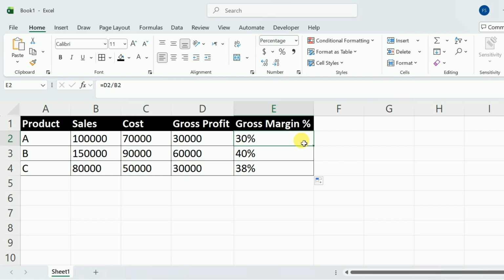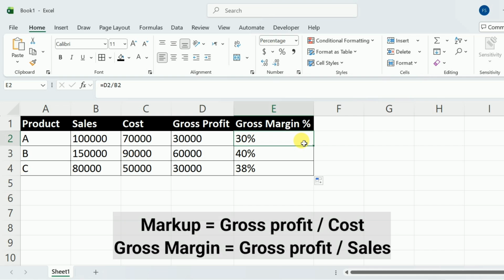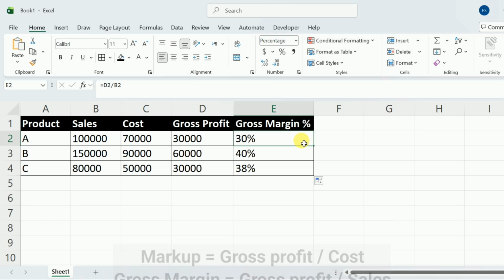Now let's discuss one of the most common mistakes that people make. They calculate the gross margin as profit divided by the cost. This is actually not the gross margin, this is actually the markup. So we should be very clear that if we divide the gross profit by the sales amount, then it is gross margin. And if we divide the gross profit by the cost of that product, then it is markup.